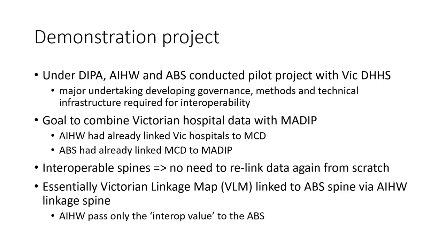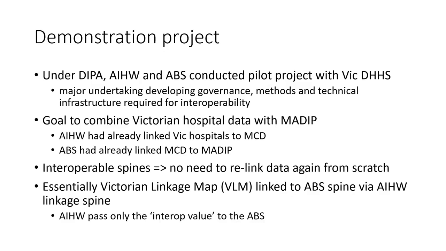And why this was a good candidate for interoperability was because the AIHW had already linked the Victorian hospitals data to the Medicare Consumer Directory on our end, and the ABS on their end had already linked the Medicare Consumer Directory to MADIP. That meant that if they had directly linked the Victorian hospitals data to MADIP, it would be effectively repeating a linkage that had already been done at AIHW. So by using this interoperability, we can show and demonstrate how to make the most efficient use of linkage resources to get the desired outcome.